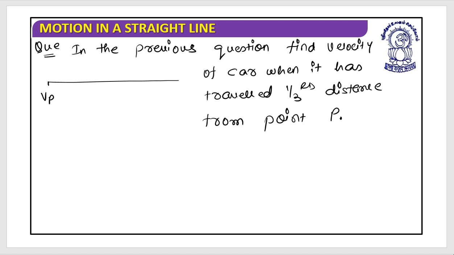This is the VP, this is the VQ, and they have given in the previous question that this would be 30 kilometer per hour and this is 40 kilometer per hour. Now you are required to find out the velocity when it has traveled one third of the total distance from the point P. So maybe it would be here. I can divide this into 3 segments and I require my velocity at this point.